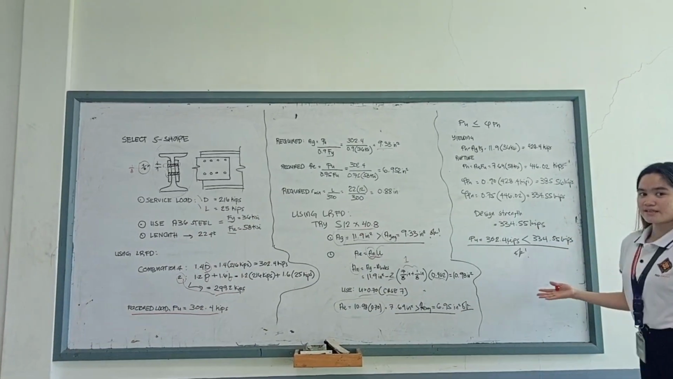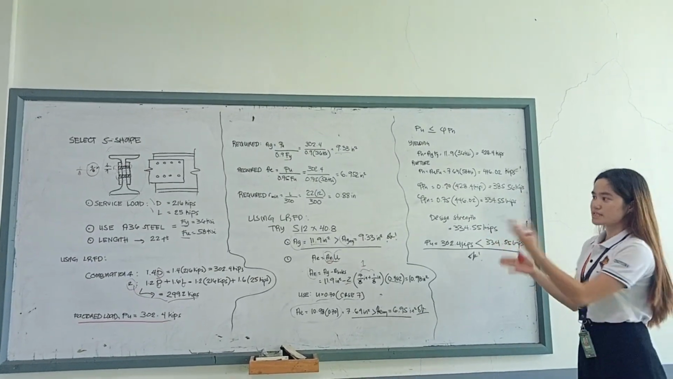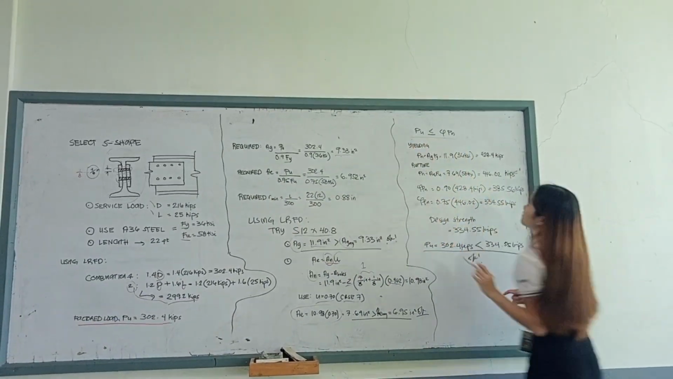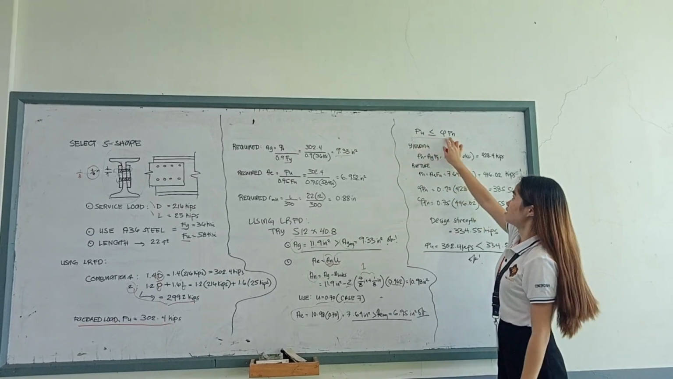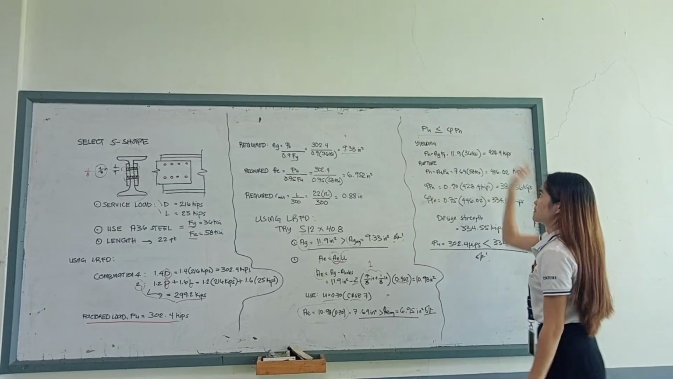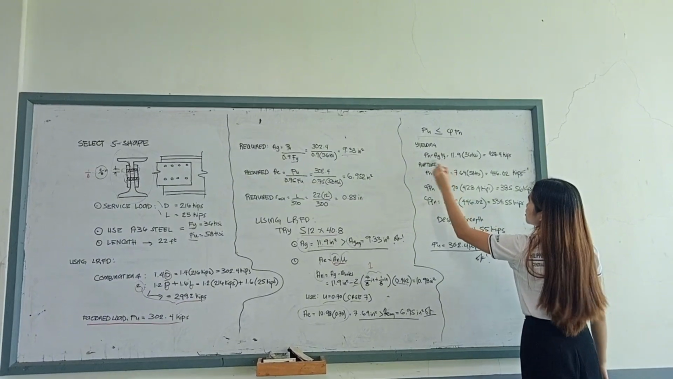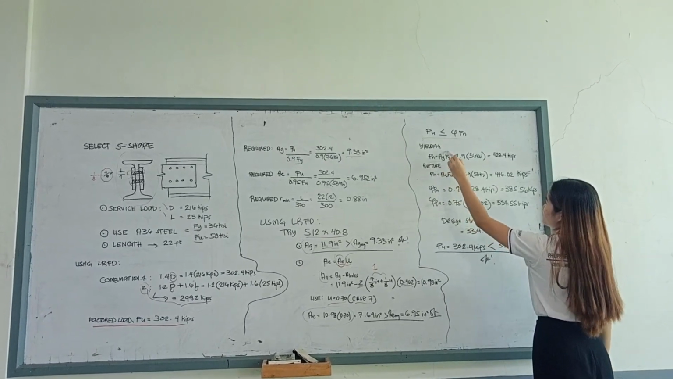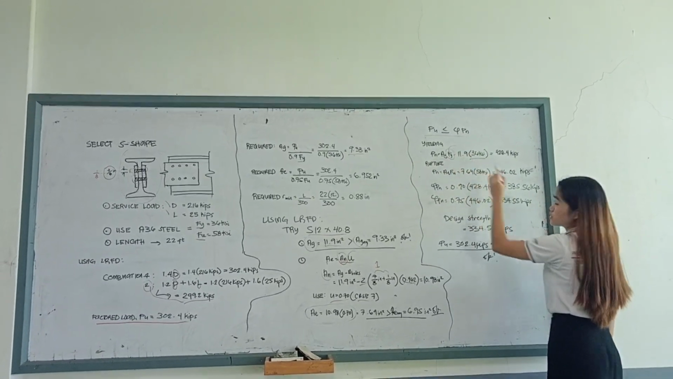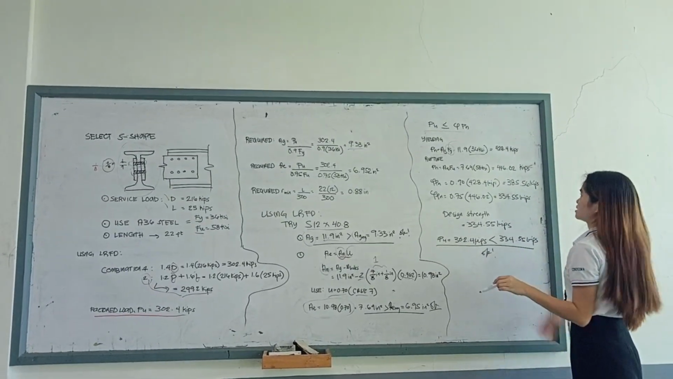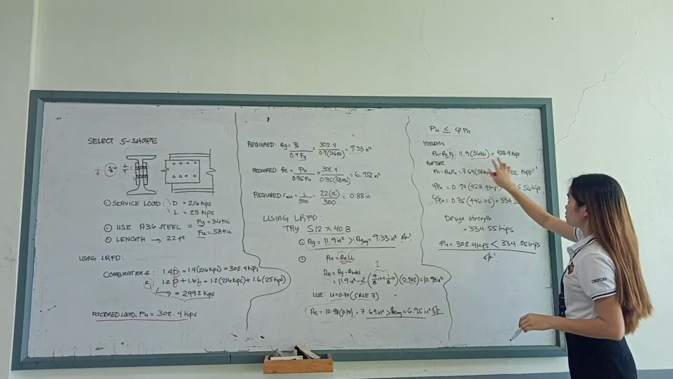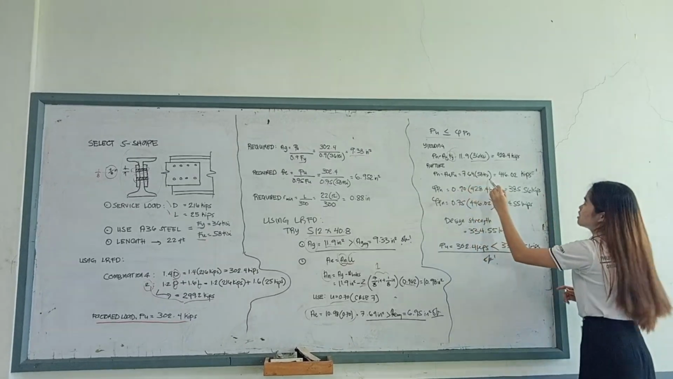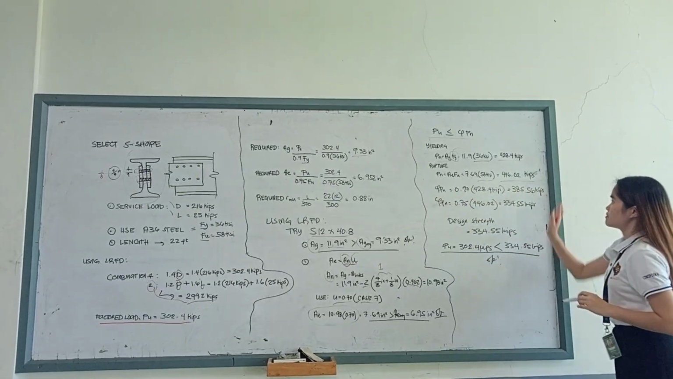Next, to show that the member can resist the surface loads, we will prove that PU, or the factored load, is smaller than the design strength. To get the nominal strength, we need to multiply the gross area by the FY, which is 36 KSI, since A36 steel is used. 11.9 for AG, multiplied by 36, gives 428.4 kips. For the rupture, we take 7.69 multiplied by 58.